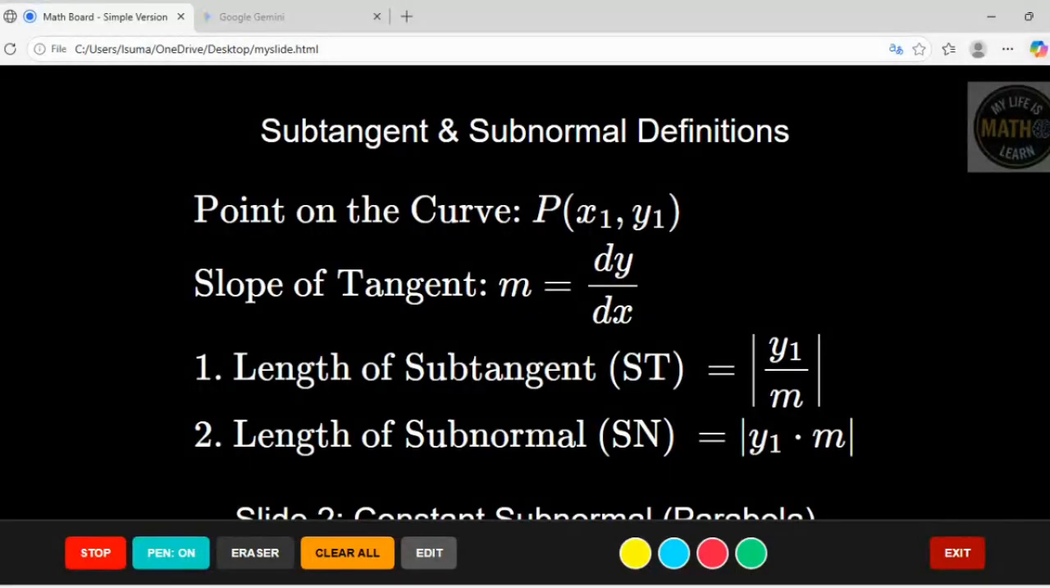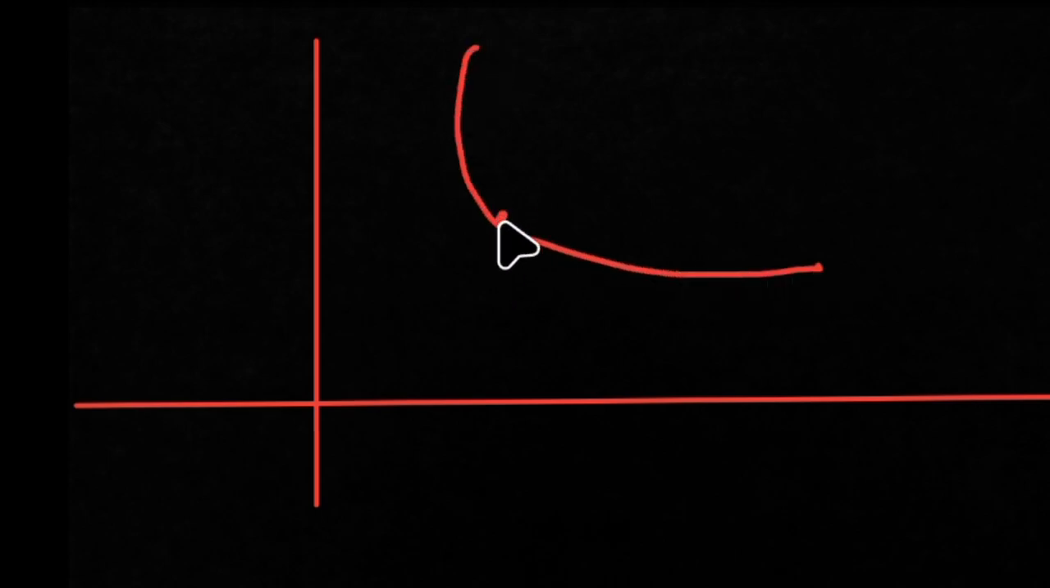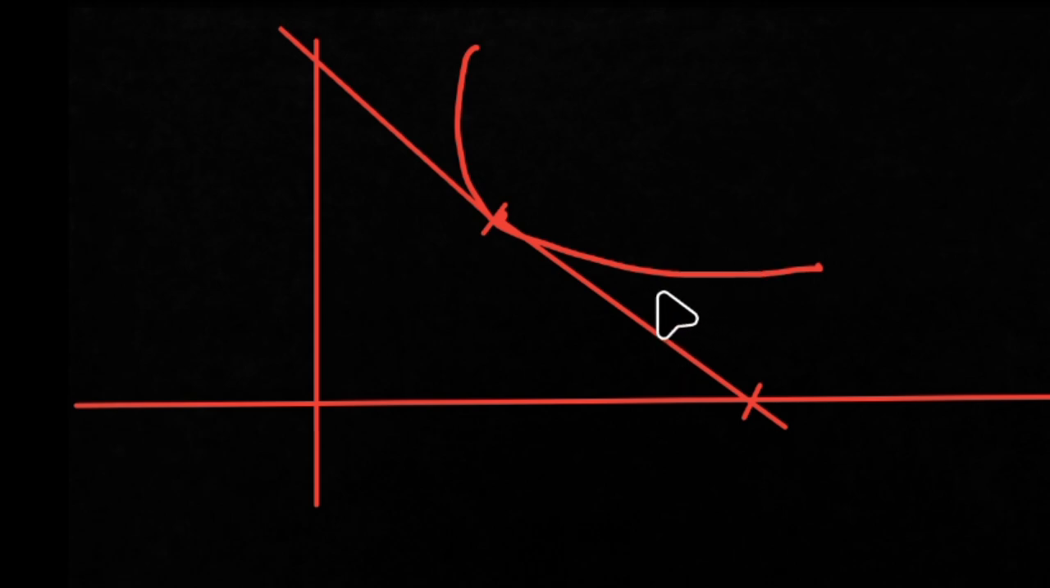Today we will discuss subtangent and subnormal definitions. A curve f of x. Draw a tangent at a point P (x1, y1). The distance from the point of contact to the intersecting point of the x-axis and the tangent is called the length of the tangent. A line perpendicular to the tangent through the point of contact is called the normal.